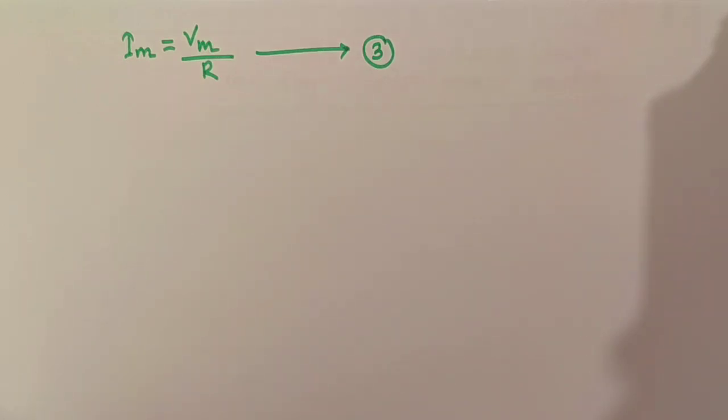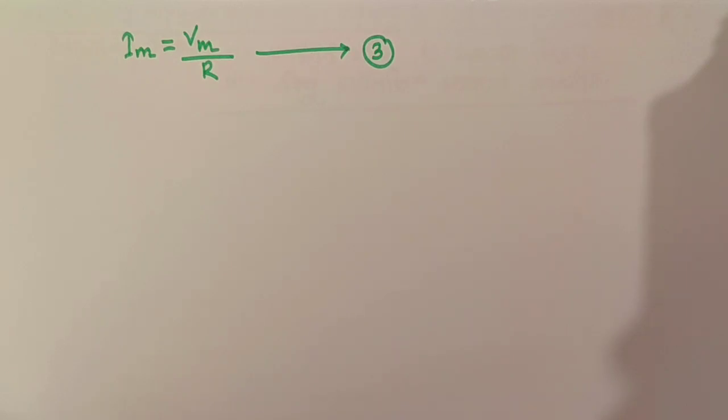from equations 1 and 2, it indicates that the current varies with time in exactly the same manner as the voltage. Since the current and the voltage vary identically with time, reaching their maximum values at the same time, they are said to be in phase.